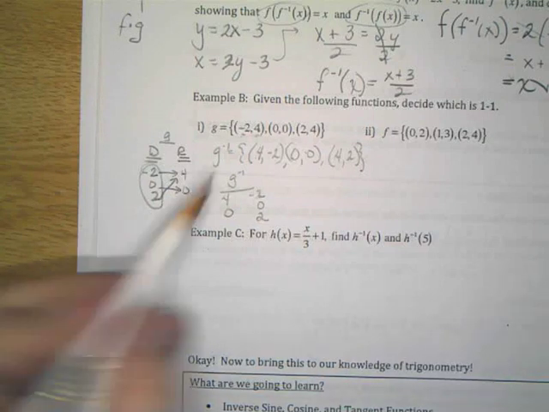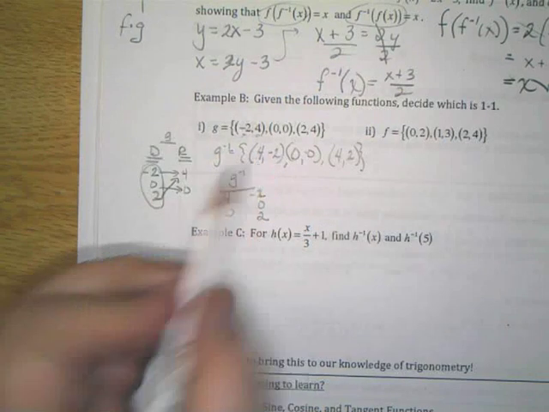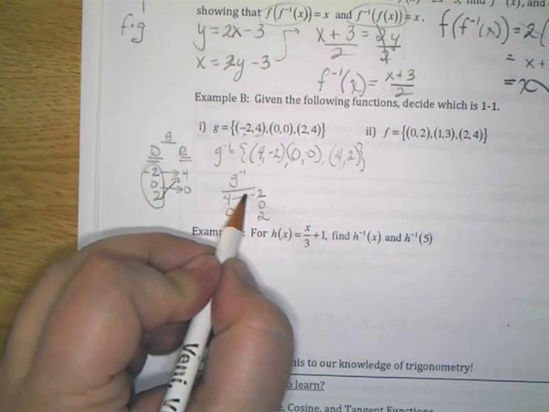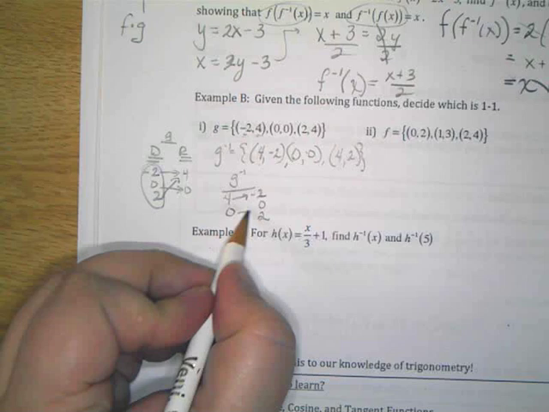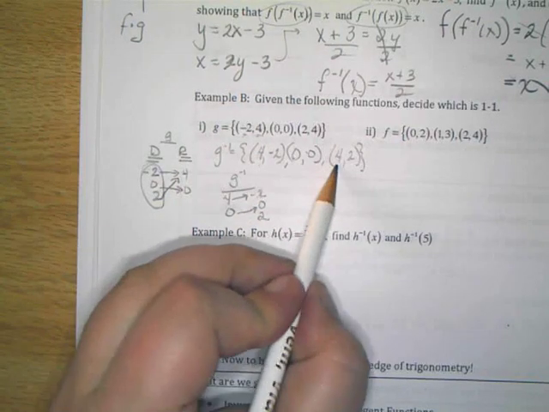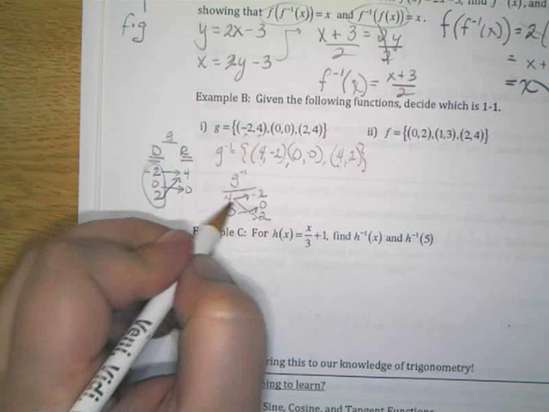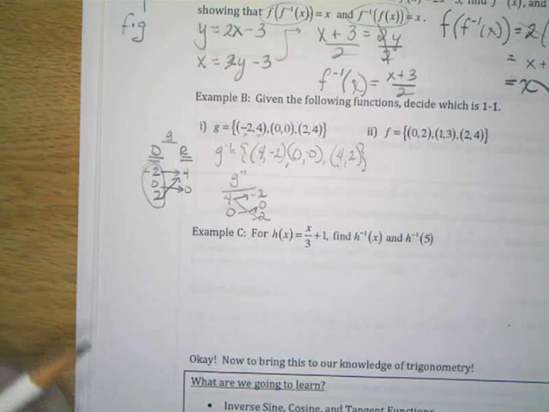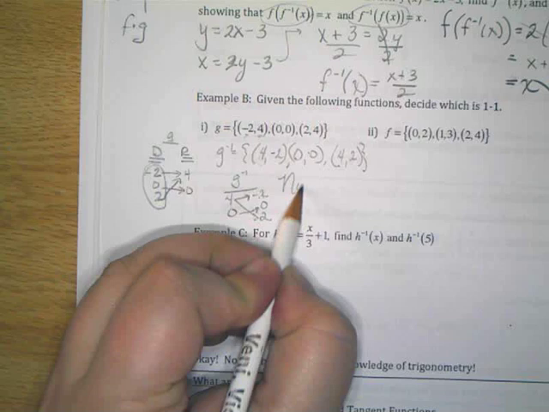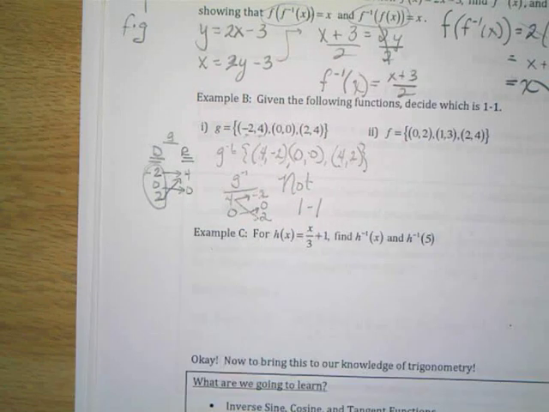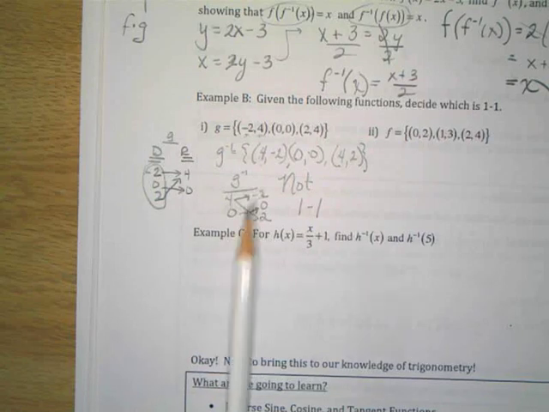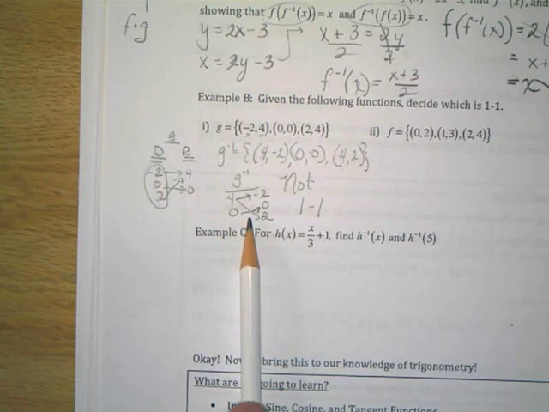Okay, so now let's draw our arrows. So this first 4 went to a -2. The 0 went to a 0. Okay, that's not special. Now this 4 also went to 2. So what happened to our 4? Our 4 tried to split and go to 2 places at one time. So this is not one-to-one. So that means it is a function, but it does not have an inverse because it failed right here.